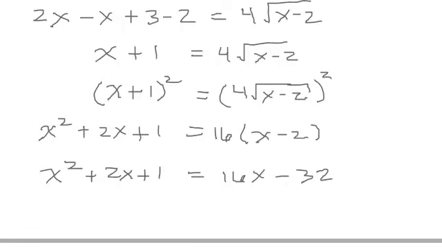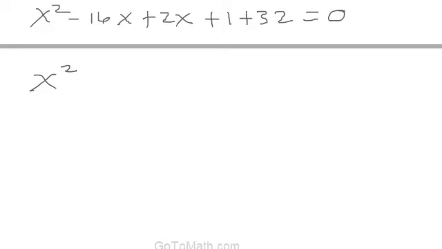Okay, so let's go ahead and get everything over to the left. So we have x squared minus 16, and then, oh, I took this over here, yeah. I should have probably written the 2x first. And then we have the plus 1, and then bringing that 32 over, that becomes positive 32, and that's equal to 0. Now let's go ahead and collect up all the like terms. And so we have x squared minus 14x, and let's see, plus 33, yeah, and that's equal to 0.